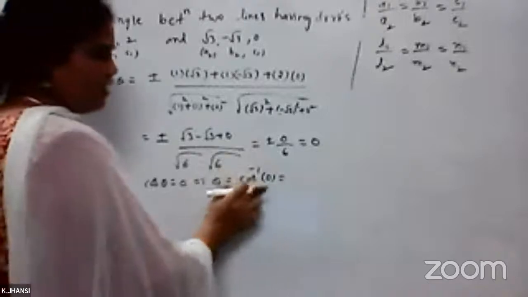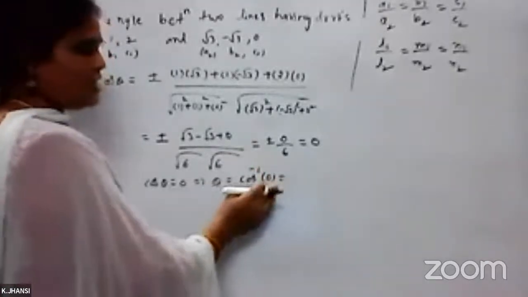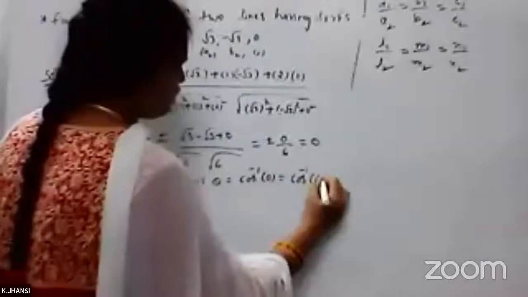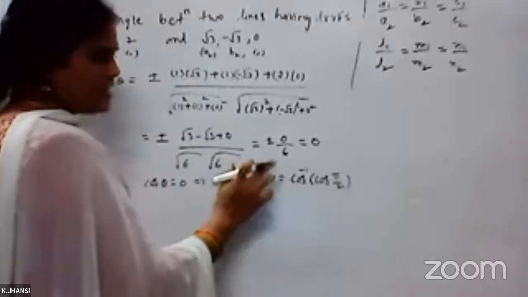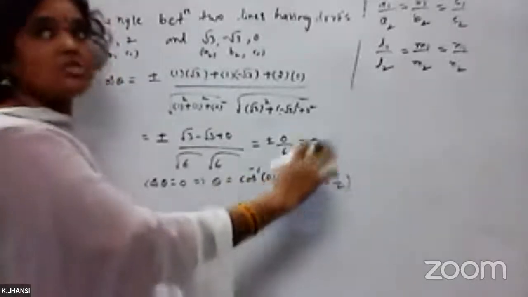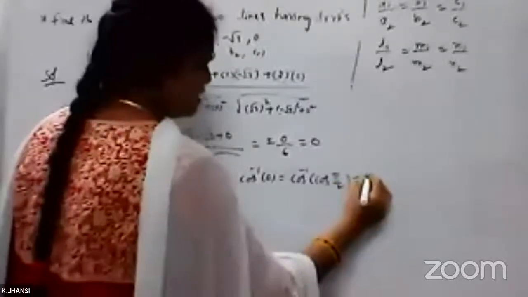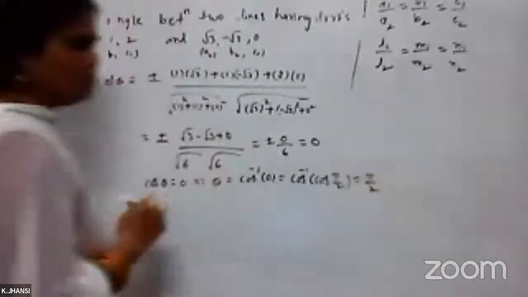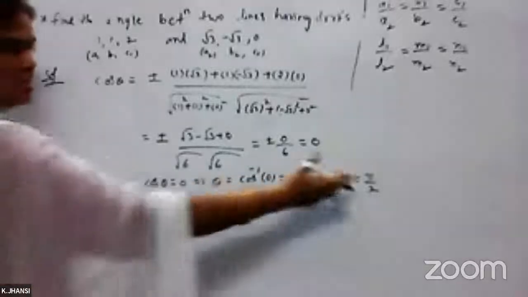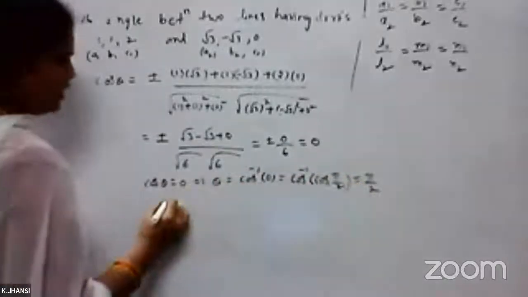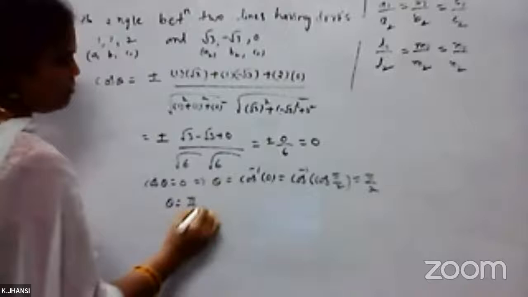So for what value of cos will you get 0? 90 degrees. So it is cos inverse of cos of pi by 2. Here, instead of 0 we are writing cos of pi by 2. Cos and cos inverse both get cancelled, it is pi by 2. So the angle between the two lines having these two direction ratios is 90 degrees. Okay. So here you can write theta equals pi by 2.